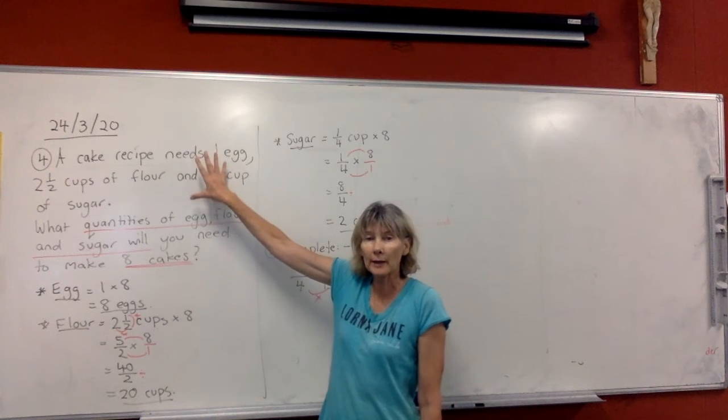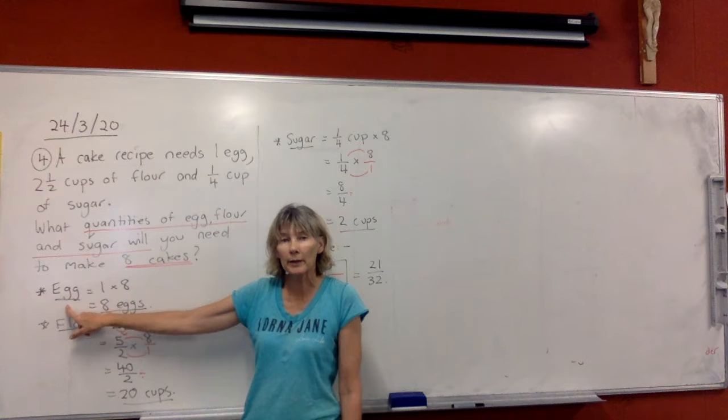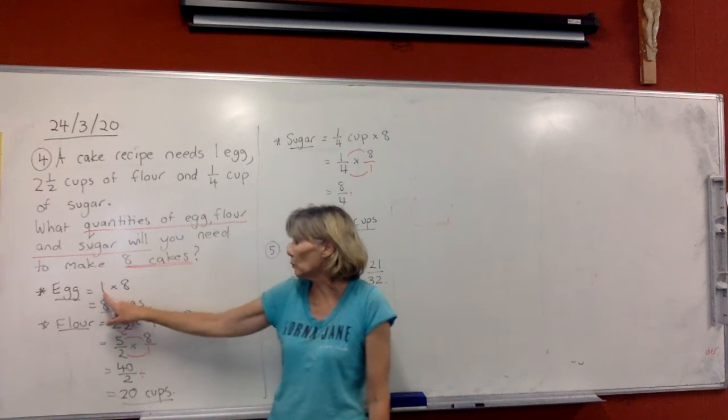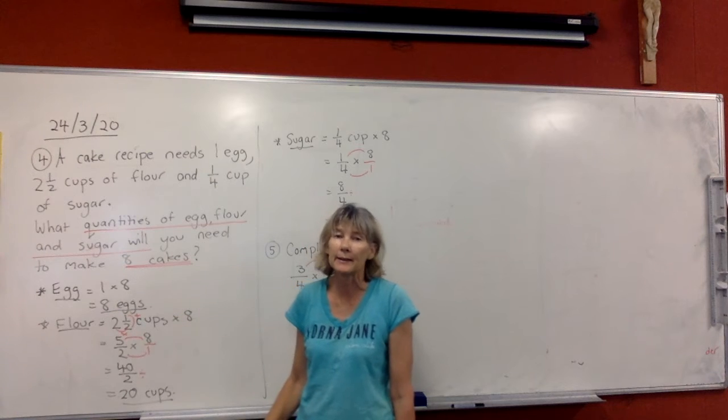So this is for one cake. We're finding the quantities for 8 cakes. So we're going to do them one at a time. The eggs, we needed 1 egg. We're timesing by 8 for 8 cakes, and we need 8 eggs.